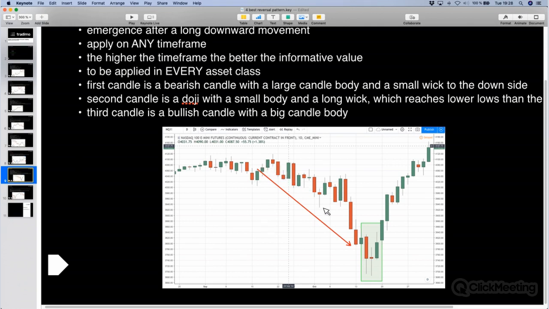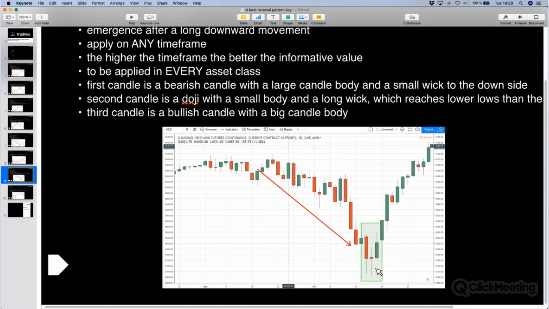You have this big down move, then a big bearish candle appears, followed by a doji with a small body and lower lows. We achieve new lows here. And then the third candle appears, which is a bullish candle, and then the formation is confirmed.